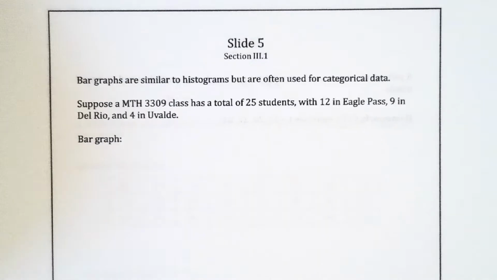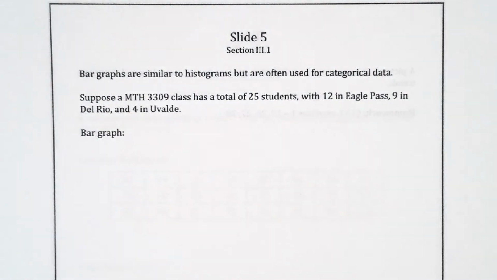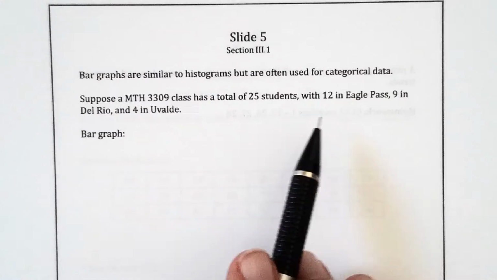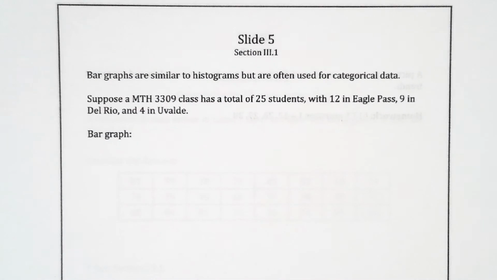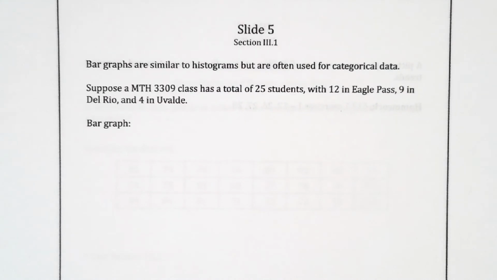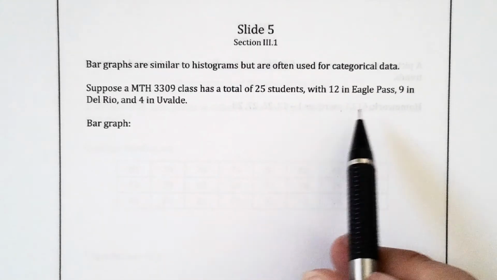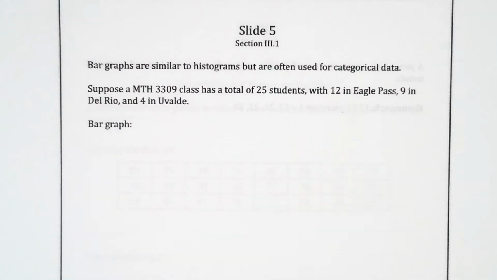Okay, so the other graphs we have to talk about are used for categorical data. So, we've been talking about things like test scores. Categorical data might be how many students I have at each site, for instance. I've got 25 students, and there's 12 in Eagle Pass, 9 in Del Rio, 4 in Uvalde. So that's categorical data because Eagle Pass and Del Rio and Uvalde are not numbers. They're names of towns.